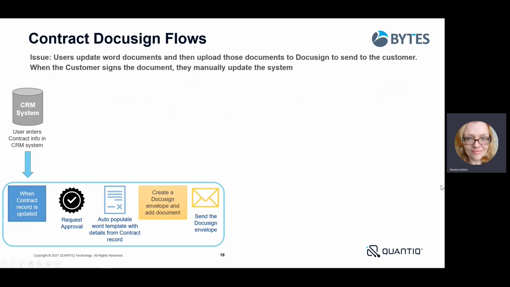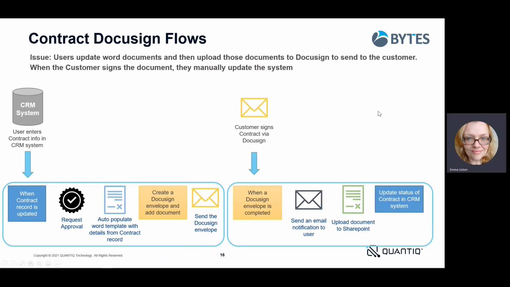We replaced that with two different Power Automate flows. So the first one says when the contract record's been updated, first of all, it was requesting approval using that out-of-the-box approval functionality that I discussed earlier. It was sending an approval to the team managers to say, are you happy for us to send the contract out? Once they got that approval, the Word template is then auto-populated using the details from the contract record. We then created a DocuSign envelope, again using Power Automate, and added the document to it. And then we also used the DocuSign connectors to send the DocuSign envelope.